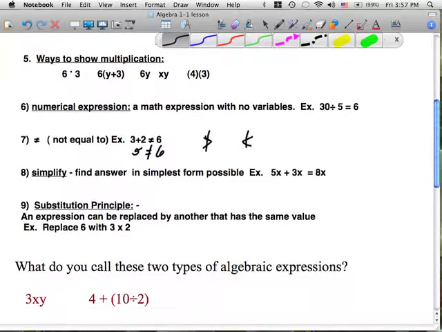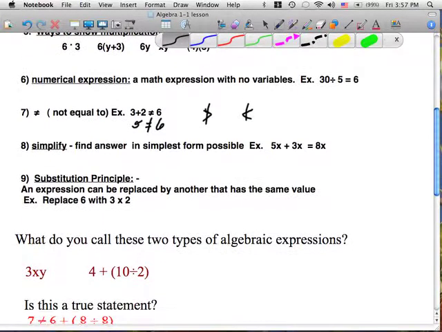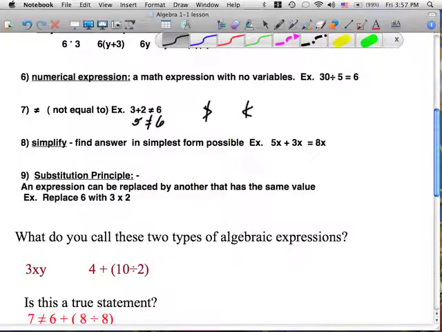If the directions say to simplify, that means to get the answer in the simplest form possible. In math, that generally means as few numbered terms as possible. So here I have 5x plus 3x, and that can be simplified by adding these together and getting 8x, and 8x is only one term, whereas these two make 2 terms. So that's the simplest form for that expression.